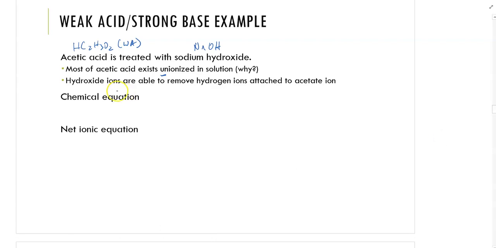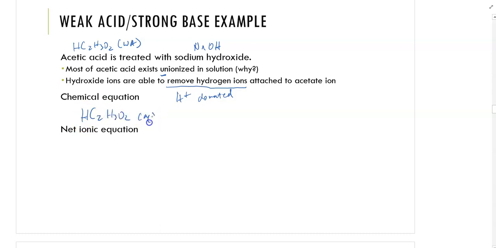In this case, we're almost imagining the hydroxide ions from sodium hydroxide removing hydrogen ions attached to the acetate ion. This idea of removing hydrogen ions is an alternate way of thinking about how H plus ions are being donated, so we're transferring it from the acid to the base. We'll see this in action here. It makes a little bit more sense when we write the chemical equations up.